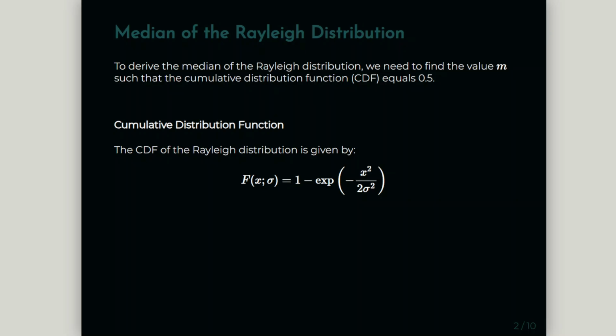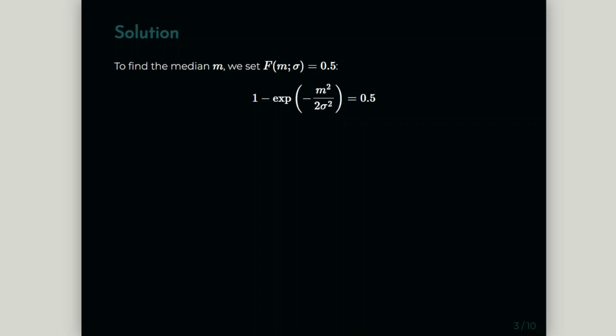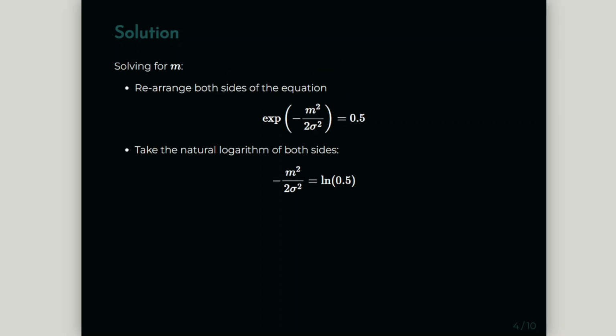Okay, so what we have to do is find the value of m such that F of m, sigma, which is the value of m placed in the cumulative distribution formula, is equal to 0.5. Essentially, we have to solve this expression for m: 1 minus the exponential of minus m squared divided by 2 sigma squared equals 0.5. It's actually straightforward enough, really. Let's break this down into steps, solving for m.